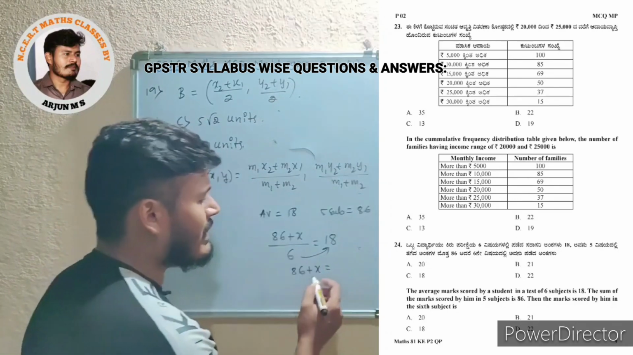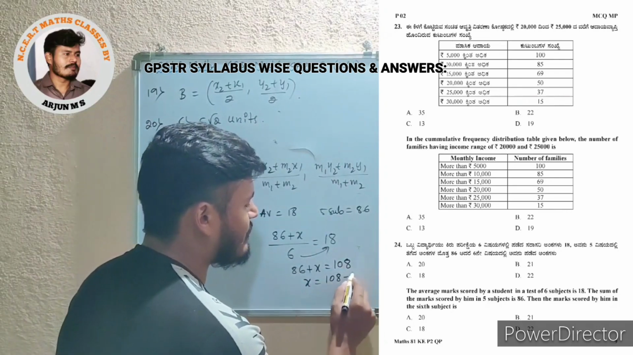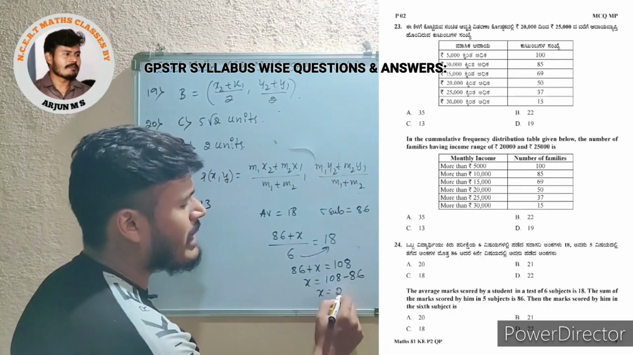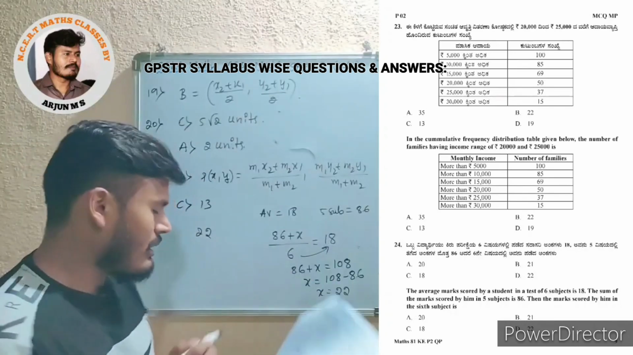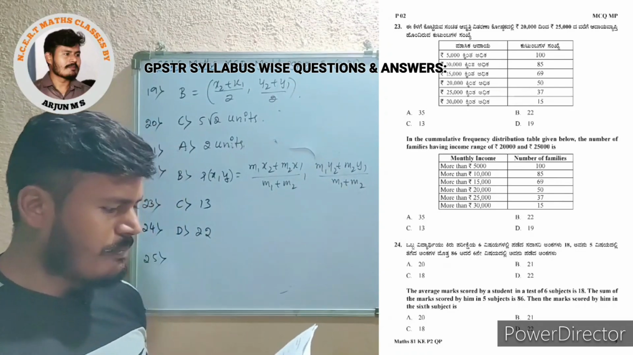So what is the value of 18 × 6 here? 108. Then transpose 86 to RHS, we get minus 86. Then what is the value of x here? 22 is the answer. So which option is correct? You just observe here, option D, 22. Let us move to the 25th question.